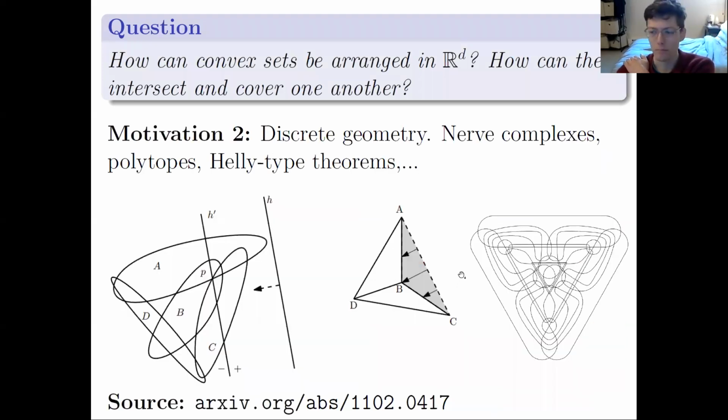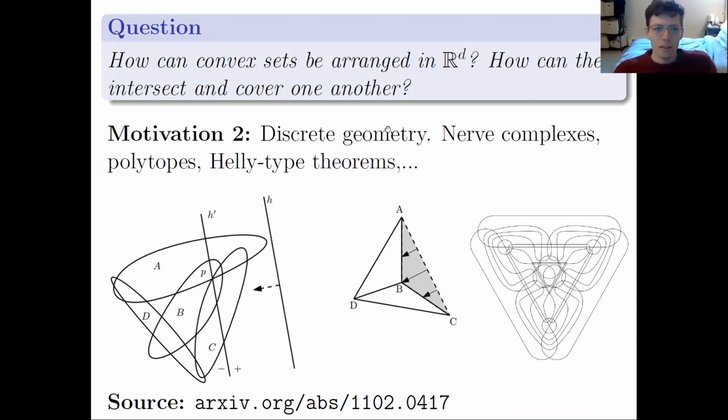Mathematically, this is pretty natural to think about as well. If you are interested in discrete geometry, nerve complexes, polytopes, hyperplane arrangements, Helly's theorem is another example of understanding how convex sets can be arranged. These are all things that motivate this question as well. There's a nice 2011 survey paper by Martin Tanzer that talks about one way to approach this question and a lot of the past results. There's a link to that at the bottom of the slide, and that's where I stole these pictures from.